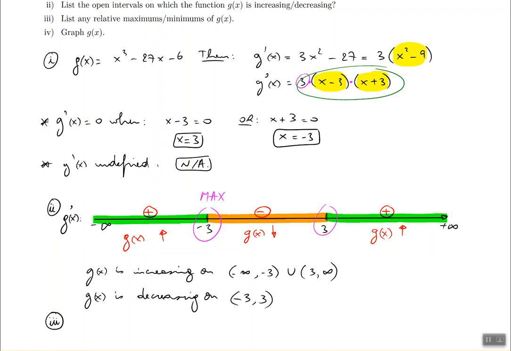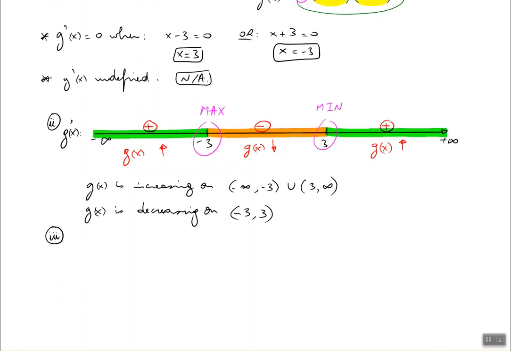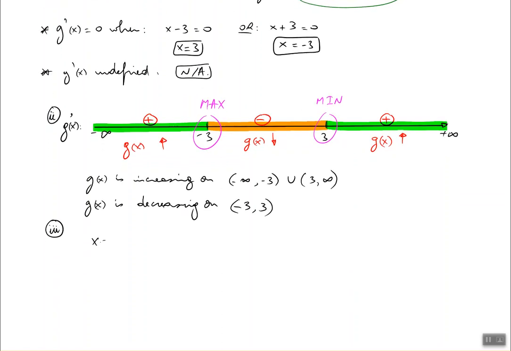Now, what about 3? Again, look before, look after. We went down, then we went up. That creates a low valley. So that means the positive 3 rather is going to be a minimum. So that's pretty much it. We're just going to have to record that. So we're going to say x equal to negative 3 has a maximum, and x equal to positive 3 has a minimum.